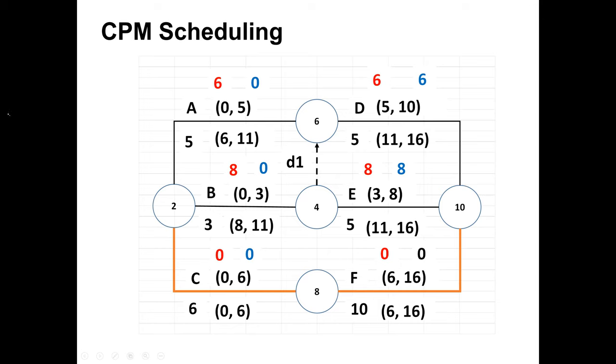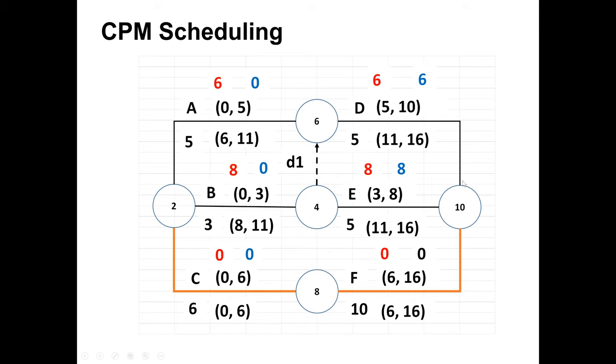But total float for A is 6 days, and for D is also 6 days. This is the available time with the project manager. Because 6 days are available, he can delay maybe 1 day, 2 days, 3 days, 4 days, and the project time will not be delayed. Like here for D, starting time is 5, finishing is 10. If we delay 1 day, finishing time will be 11. If we delay 2 days, finishing time is 12. He can delay up to 6 days and still complete the project on time.